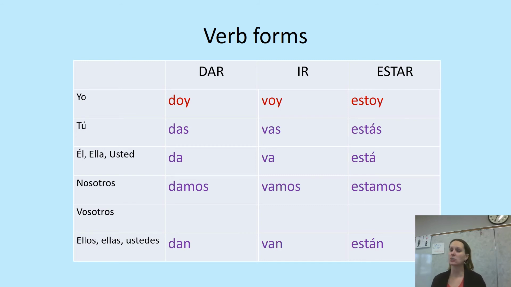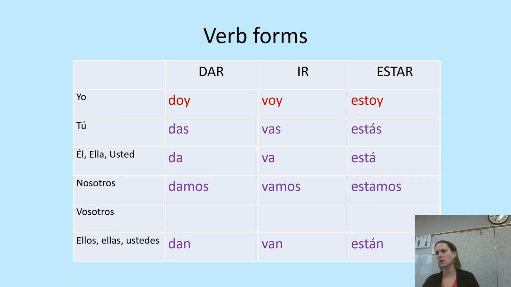Okay. Estás, ¿cómo estás? ¿Dónde estás? Okay. ¿Cómo estás? I'm asking, how are you? As in, how are you feeling today? ¿Dónde estás? Where are you? That one is a very common question. ¿Dónde estás? He or she form is está. Nosotros estamos. And ellos, ellas, and ustedes form is están.